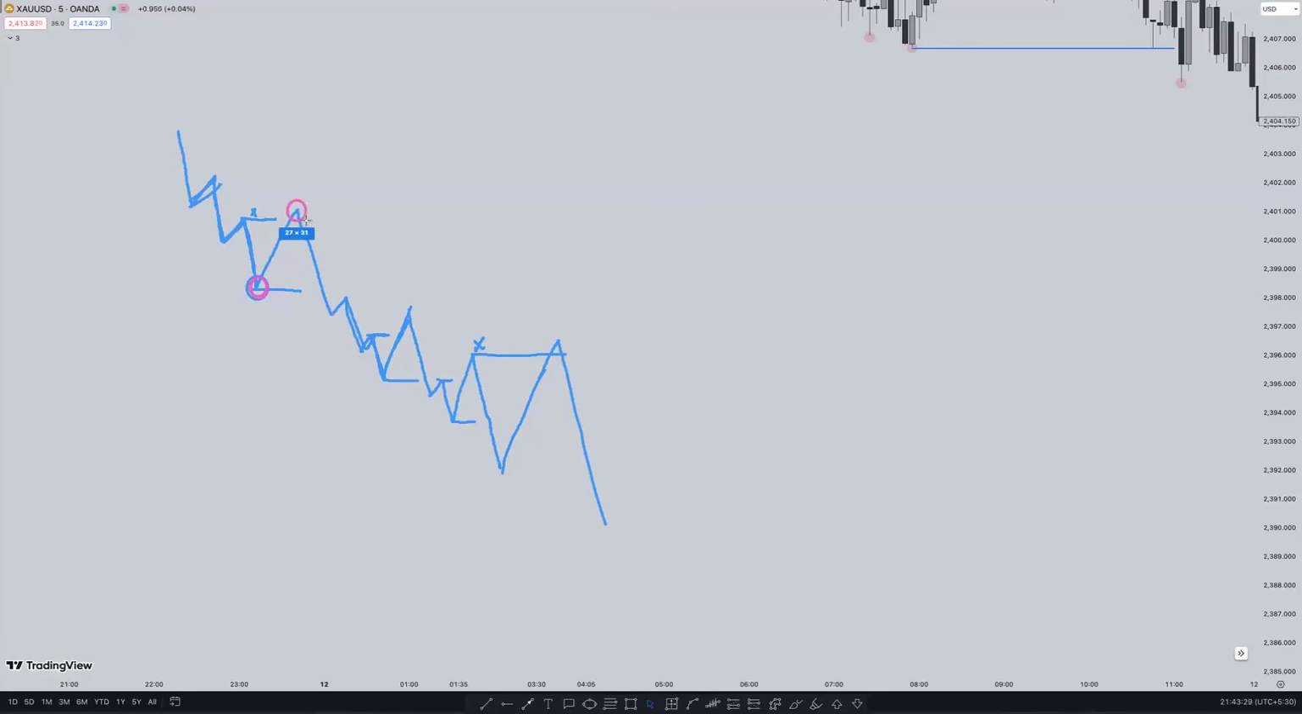Lower lows, lower high. Technically, this becomes our structure: lower lows and lower high. Lower lows here, break the high. So this lower high, the transfer here to here, at this one, right? So the real structure is here.